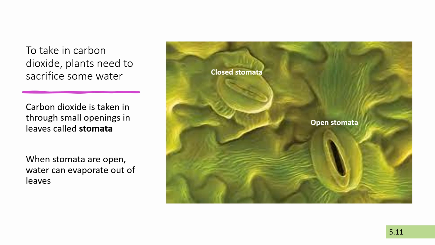So how do plants actually breathe in the carbon dioxide they need for the Calvin cycle? It enters through small openings in the leaves called stomata. However, when stomata are open, some water can evaporate out of them. So plants are able to open and close their stomata to balance taking in carbon dioxide and losing water.